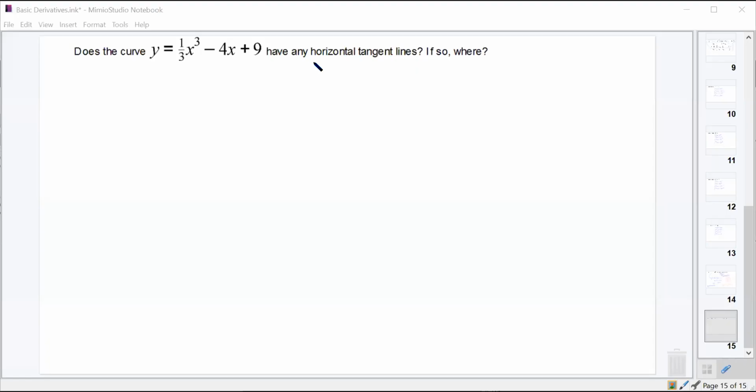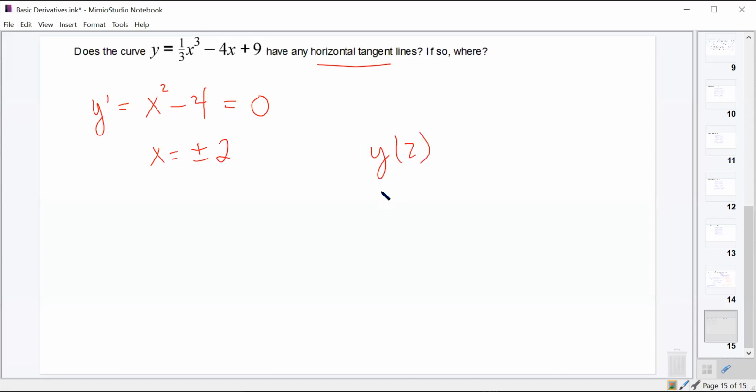So once again, horizontal tangent lines means slope of the tangent line is 0. So find the tangent line slope by taking the derivative. What do you get? X squared minus 4. And for horizontal tangent line, set it equal to 0, gives you x equals plus or minus 2. And if we wanted to actually write the equations of those, we'd have to plug in and figure out what is the value of the function when x is 2 and when x is negative 2.